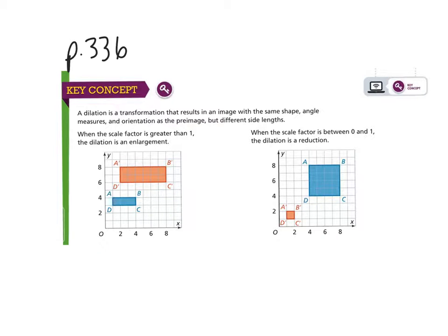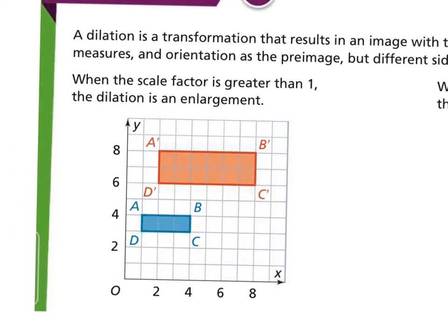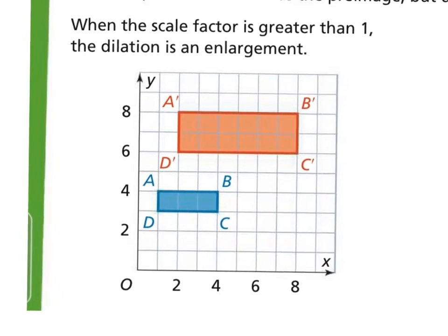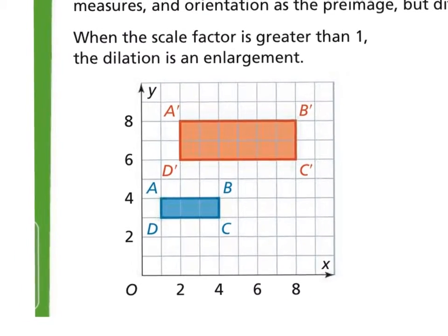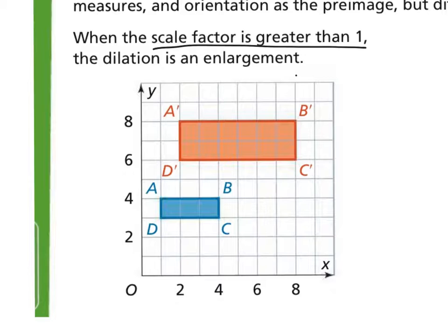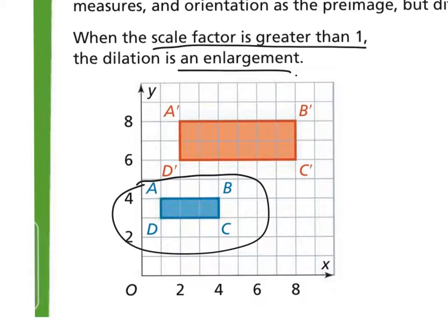Continuing lesson 6.6 on describing dilations. We look at the key concept, kind of recapping some things here. So dilation, either we're enlarging or shrinking something. If the scale factor is greater than 1, then it's an enlargement. So this blue rectangle was what we started with, and then we made it bigger.